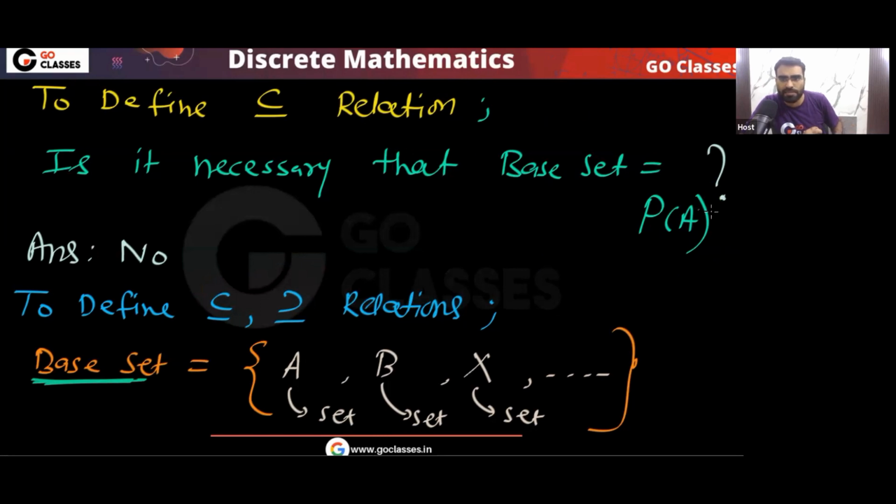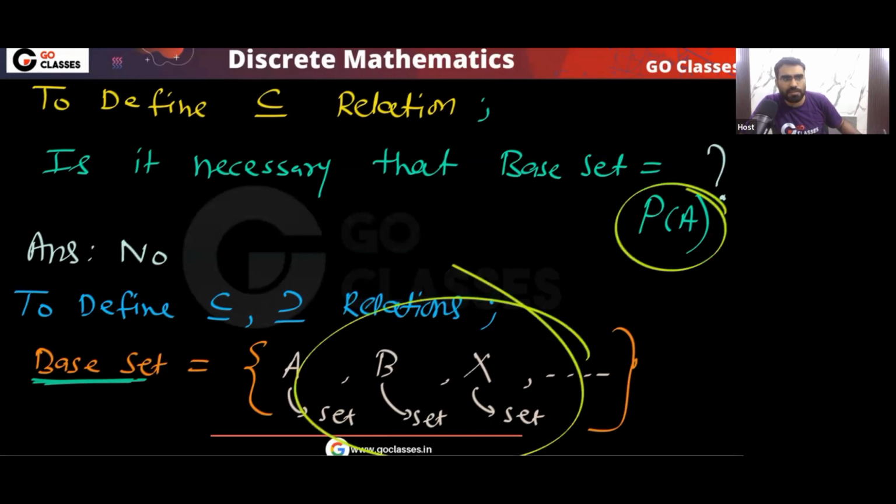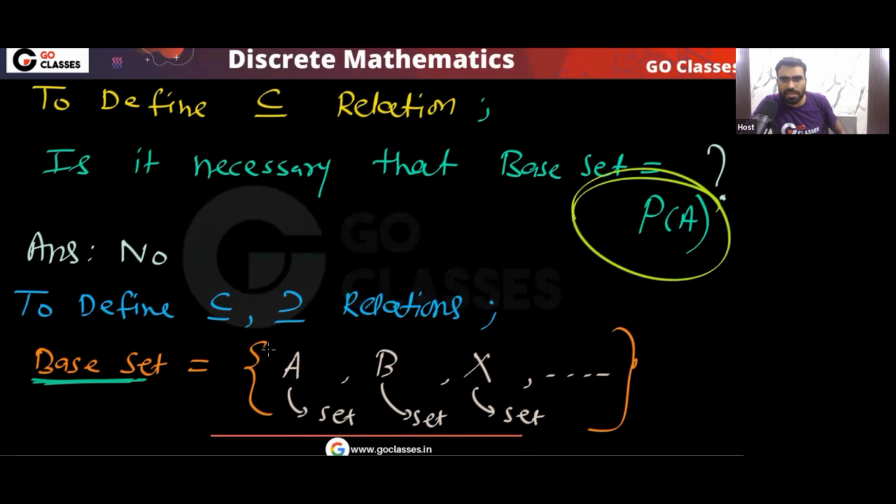If your base set is the power set of some set, then is that fine? Please tell me. Yes, that is fine, because in the power set, every element will be a set. Yes or no? In the power set, every element also will be a set. So that is fine.